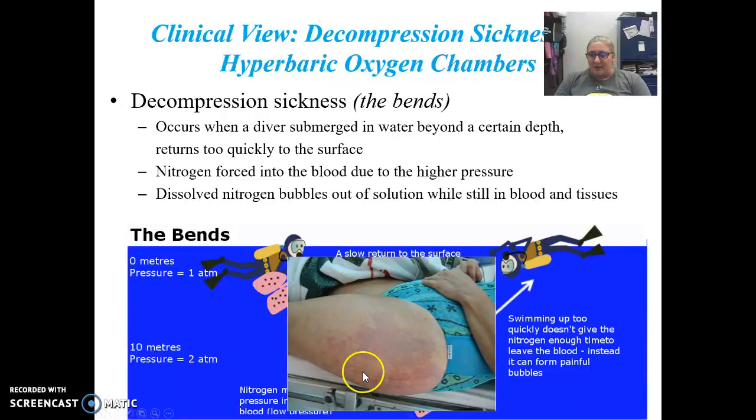Typically, treatment for decompression sickness is they're going to put you in a hyperbaric oxygen tank, and they're going to slowly bring your pressure back up to where it's supposed to be, so that the nitrogen can go out slowly from your system.